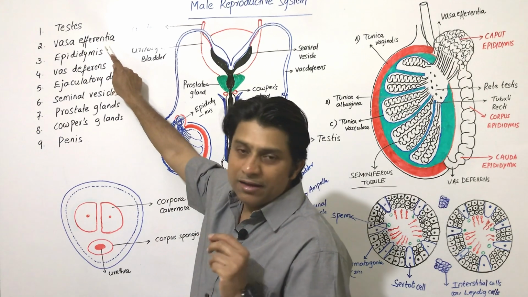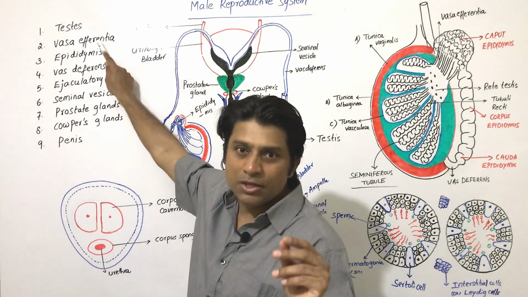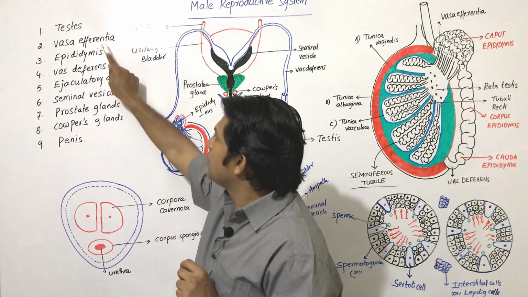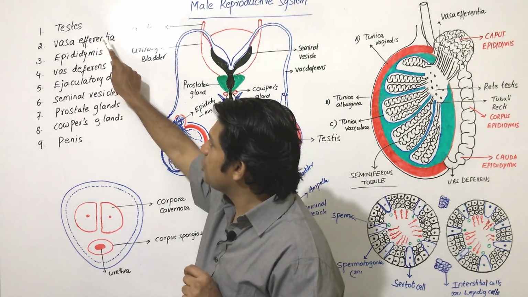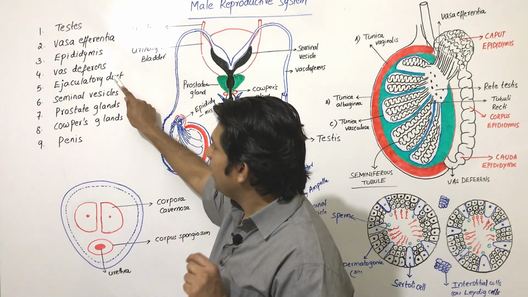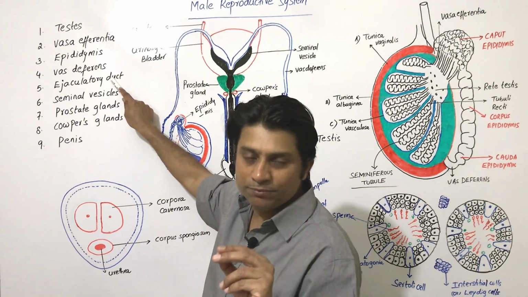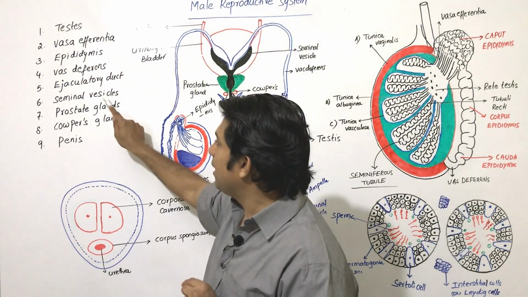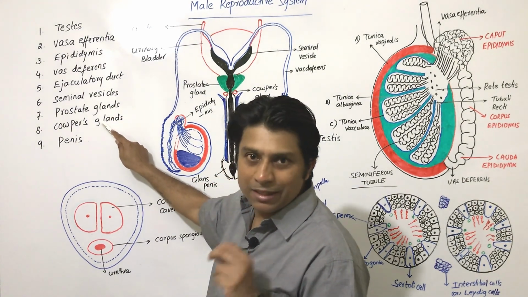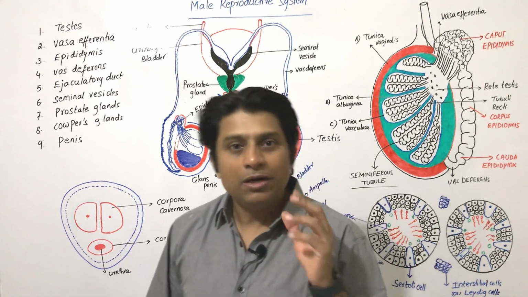Next, there are accessory ducts. These form secondary sex organs which play a role in conducting the sperms. These include vasa efferentia, epididymis, vas deferens, ejaculatory duct, and also in the male reproductive system there are glands like seminal vesicles, prostate gland, and Cowper's glands. Then the male copulatory organ called penis.